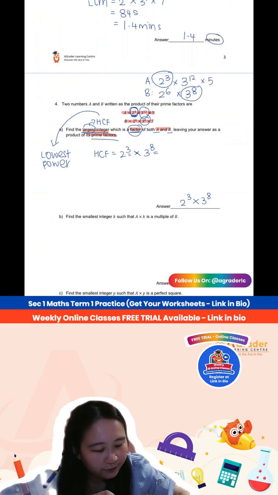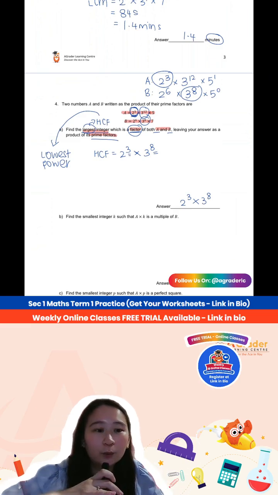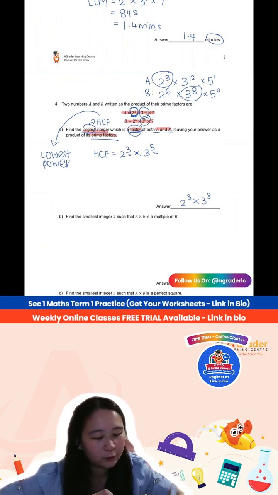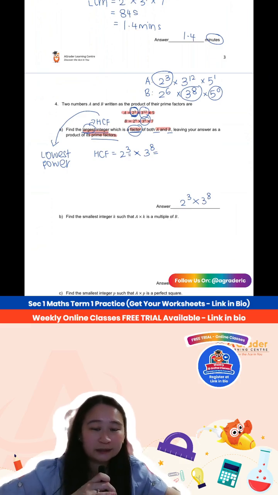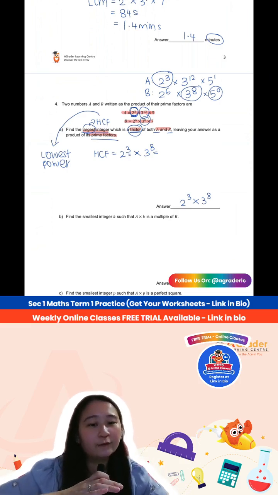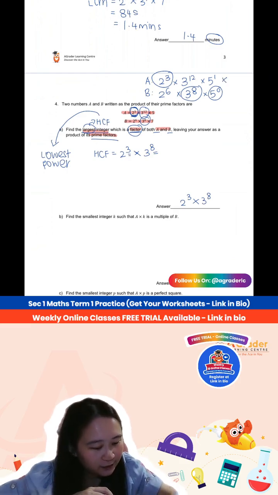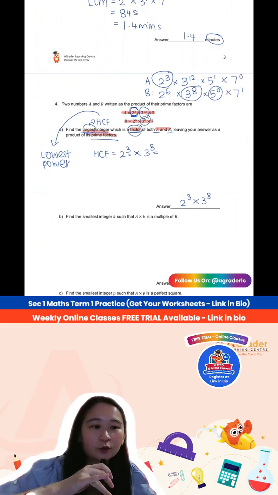Then for 5, this is 5 to the power of 1. If there is no factor of 5, it means it's to the power of 0. That's why I will choose 5 to the power of 0 for this because this is the lowest power. Technically, I don't have to write it because it's just multiplied by 1. Then same for the 7. If we don't have 7, it means times 7 to the power of 0. And then this is times 7 to the power of 1.